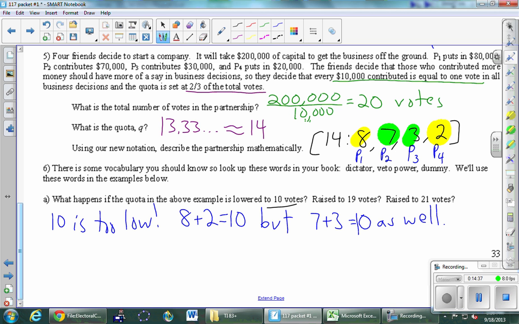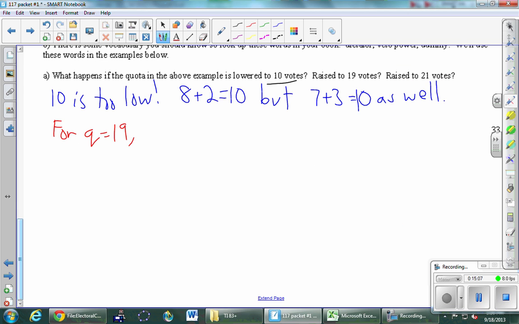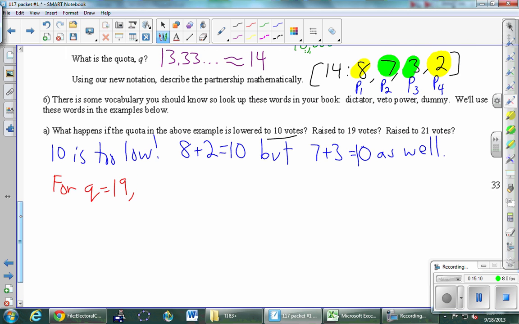Okay, next part of this is, what if the quota is raised to 19 votes? 19 votes, that's really high. What has to happen in order for 19 votes to say, yeah, this is a good thing? Alicia? They all have to agree. The only way we're going to get 19 votes here is if they all say yes. Agree? So for a quota of 19, all have to vote yes for a motion to pass.